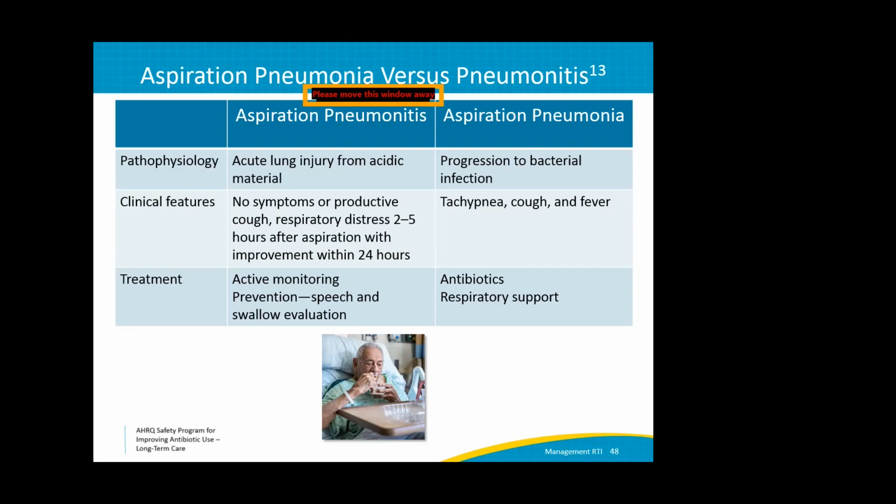The treatment for aspiration pneumonitis is really, number one, to place the patient on precautions in order to reduce the risk of future aspiration events, and also to actively monitor them for any evidence of clinical worsening, whereas a patient with pneumonia does require treatment with antibiotics and potentially with respiratory support if the infection is severe.